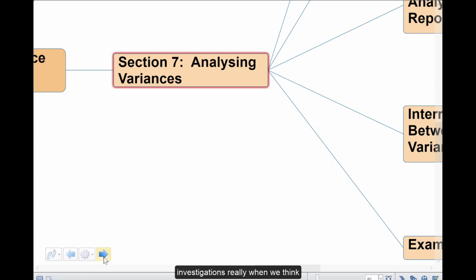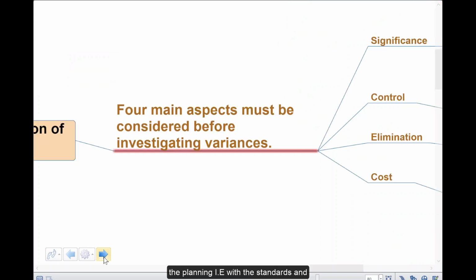Really, when we think about variances, we know how important this is in terms of the three-part definition of management accounting: planning, controlling, and decision making. So this area of variances is certainly in the first part, the planning, i.e. with the standards, and then moving through the controlling and the decision making, because really what we're looking to do is say, well, what are the differences and where are they? And what do they mean to us? What should we do, if anything?